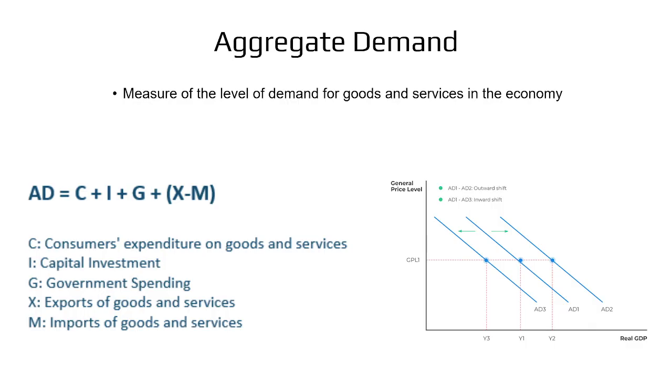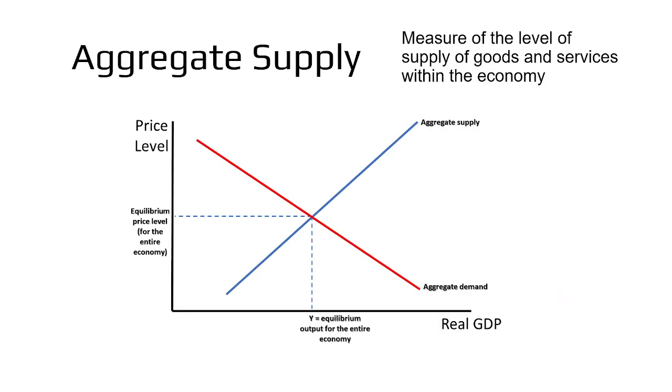And that is the average price level, of course. And we find that out by including the next facet of the economy that we need to talk about, which is, of course, aggregate supply. So aggregate supply, much like aggregate demand, is the measure of the level of supply of goods and services within the economy. So obviously if people are demanding goods and services, there has to be a supply to meet that demand.